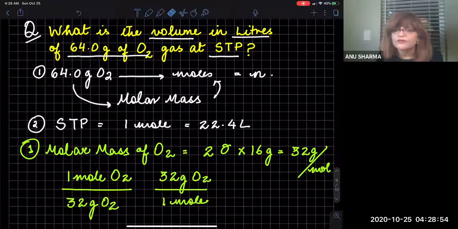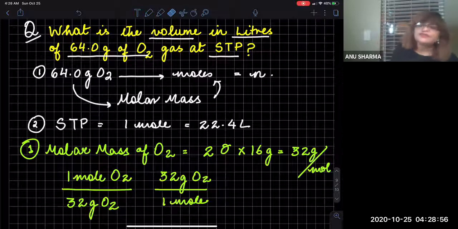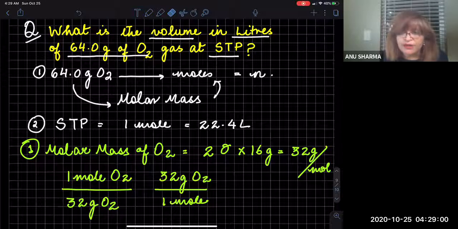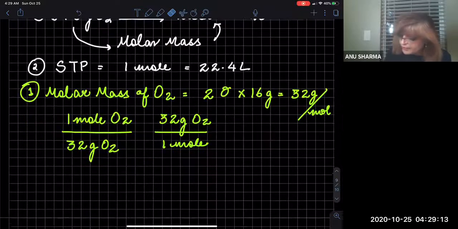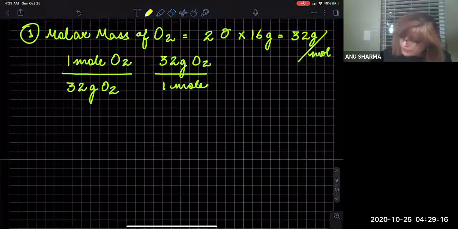Let's get the molar mass of oxygen, which is basically 2 atoms of oxygen times 16 grams, which we get from the periodic table. Okay, so that's 32 grams per mole. So these are the two equalities of the grams per mole: 1 mole of oxygen over 32 grams, or 32 grams over 1 mole. Okay, so with that said, let's do the conversion now.